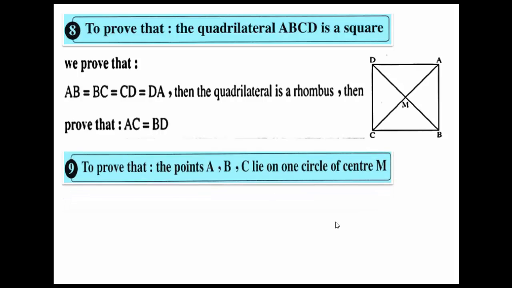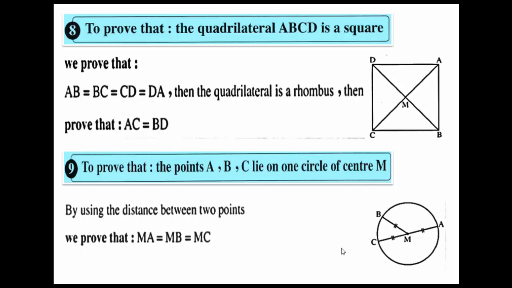Number 9, to prove that the points A, B, and C lie on one circle of center M. By using the distance between two points, we prove that MA equals MB equals MC. All radii are equal in length.